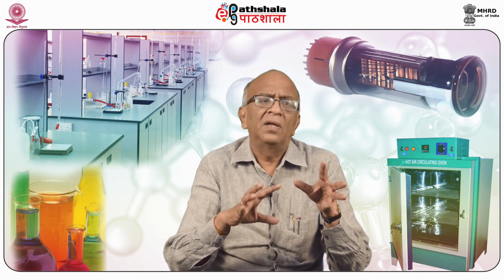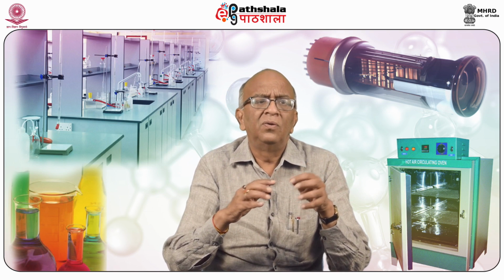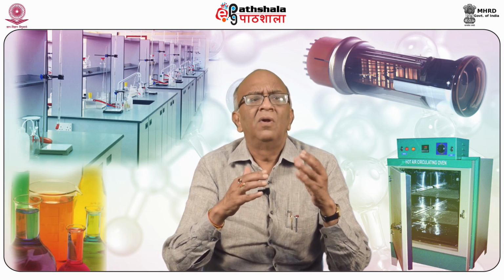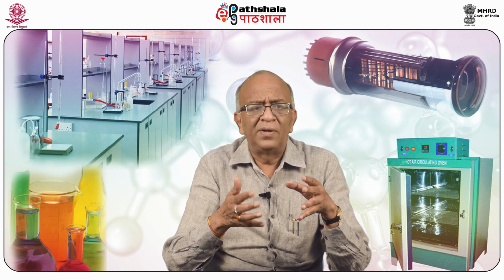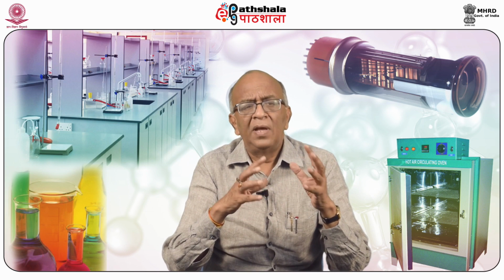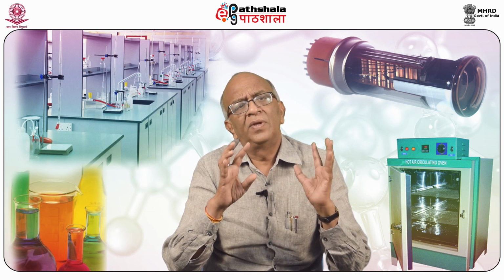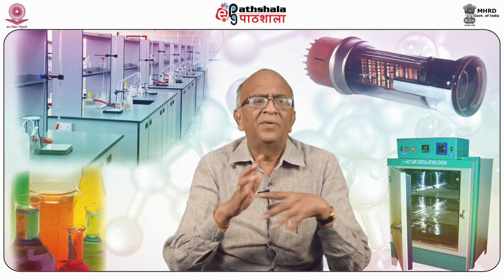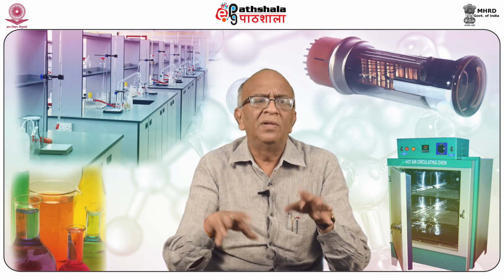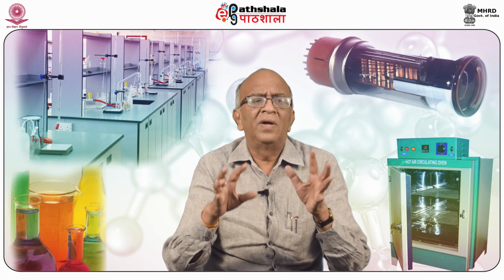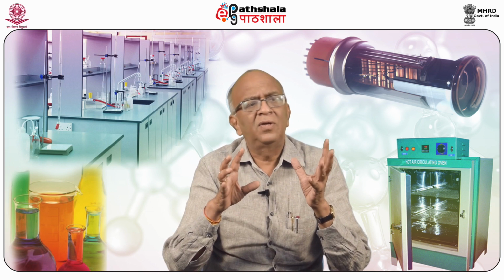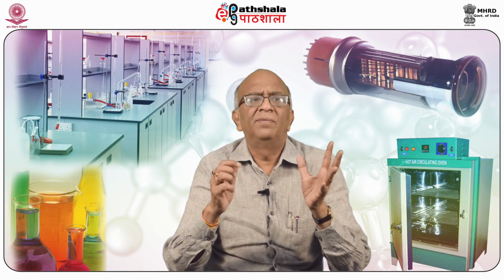After treating the glassware with chromic acid, you should wash it repeatedly with tap water, and you should see that not a single drop adheres to the glassware. After washing it, drain out all the water from the glassware, then keep it in the oven.